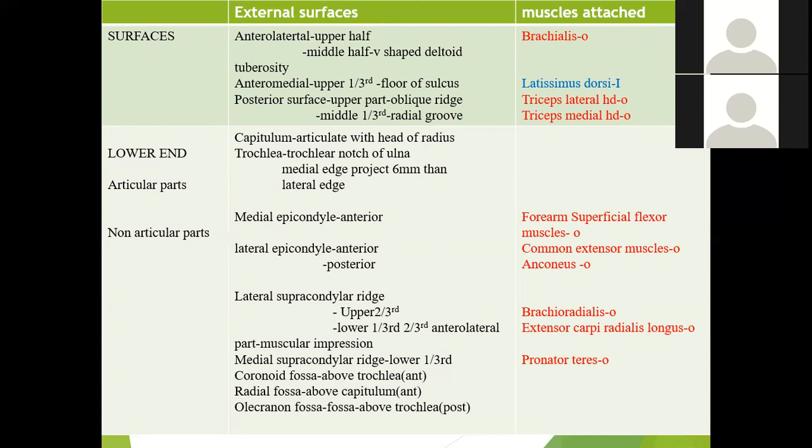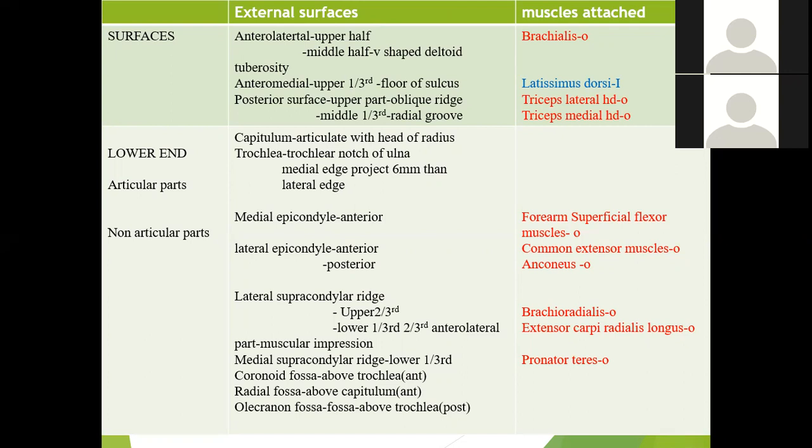Now we are coming to the non-articular parts. What are the non-articular parts? It has epicondyles, medial epicondyle and lateral epicondyle. It also has two supracondylar ridges. On the lateral side it is called the lateral supracondylar ridge, and on the medial side the medial supracondylar ridge. These are the non-articular parts, and it has two fossae. What are the two fossae? Below the supracondylar ridge you can see the coronoid fossa and the radial fossa. The coronoid fossa is present above the trochlea, and the radial fossa is present above the capitulum.